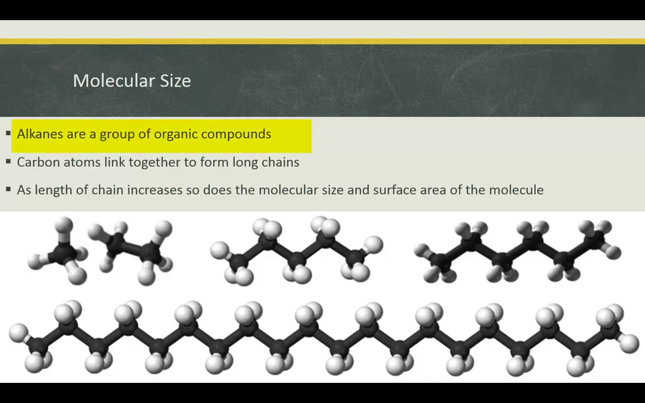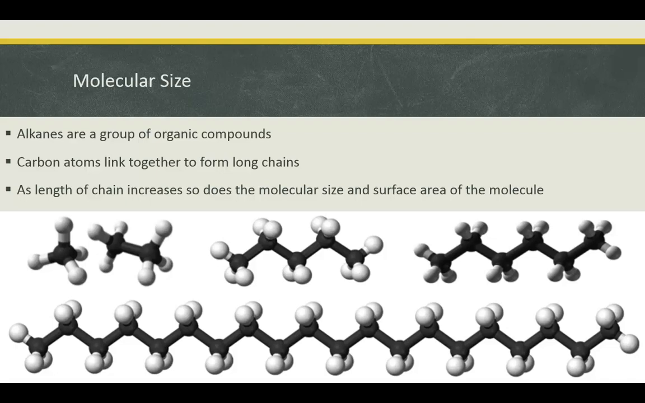Now, alkanes are a group of organic compounds. And what's very important to understand about alkanes is that they're little organic molecules that consist of long chains of carbon atoms. Here in the diagrams at the bottom, the little black circle indicates a carbon atom, the little white circles indicate the hydrogen atoms that bond around it. And remember, every single carbon atom can form 4 bonds.